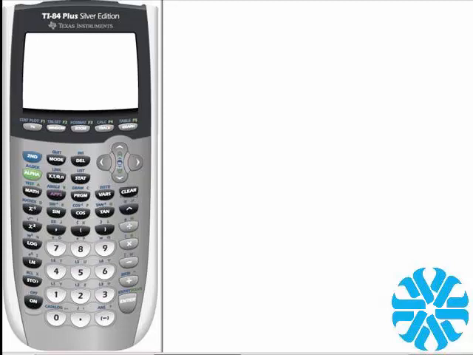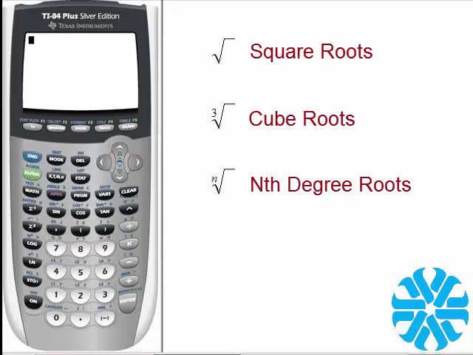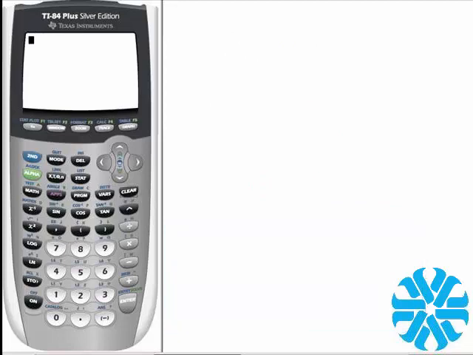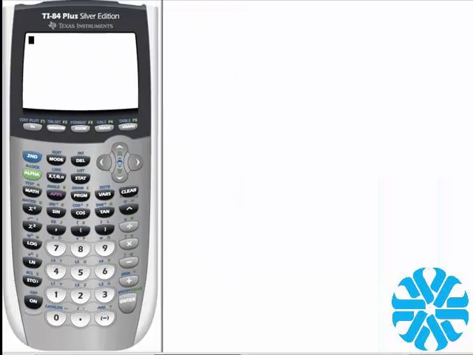In this video, you will learn how to compute square roots, cube roots, and roots of the nth degree that have real and non-real answers. Example 1 involves square roots. So let's first compute the square root of 25.